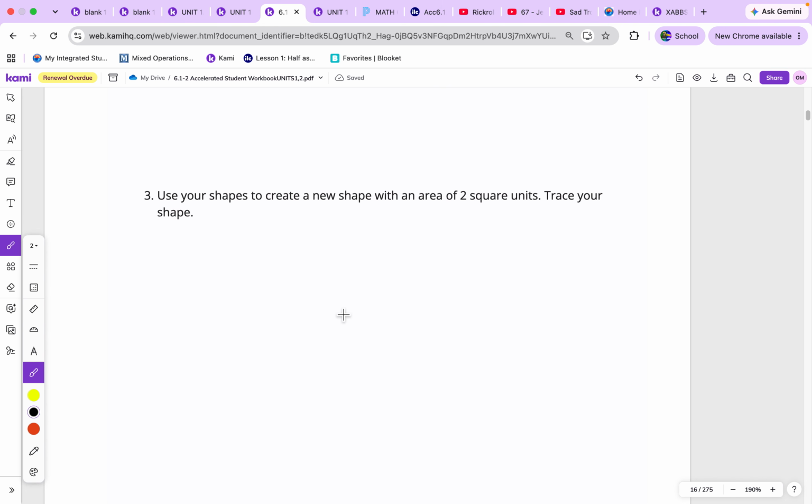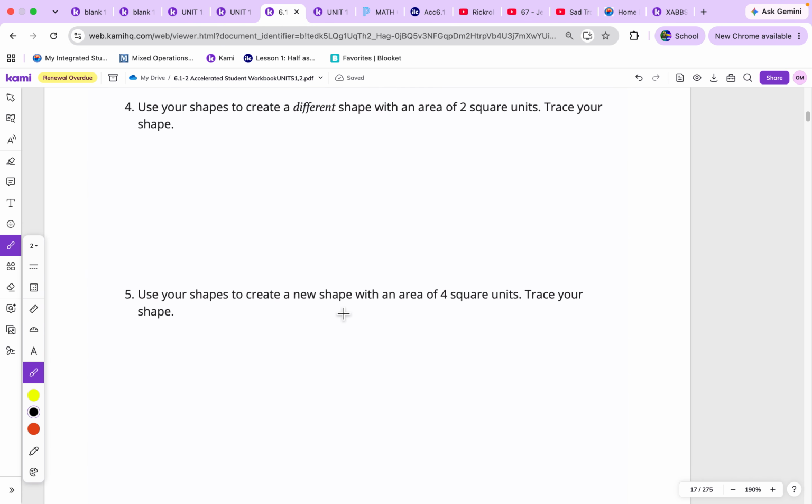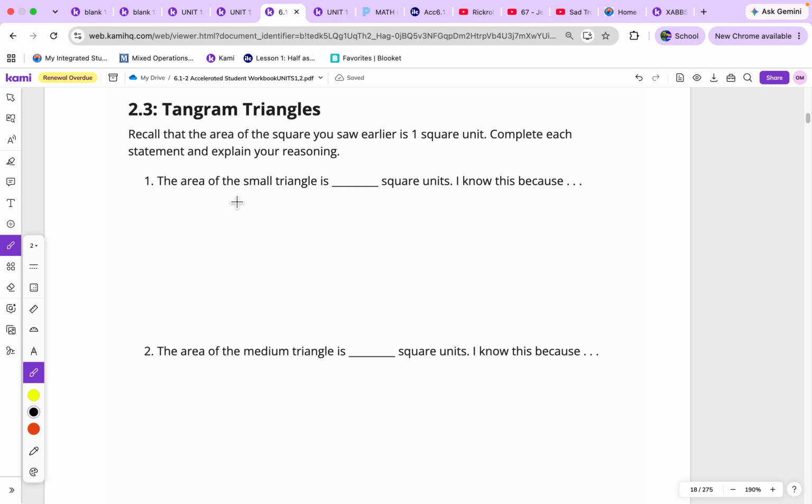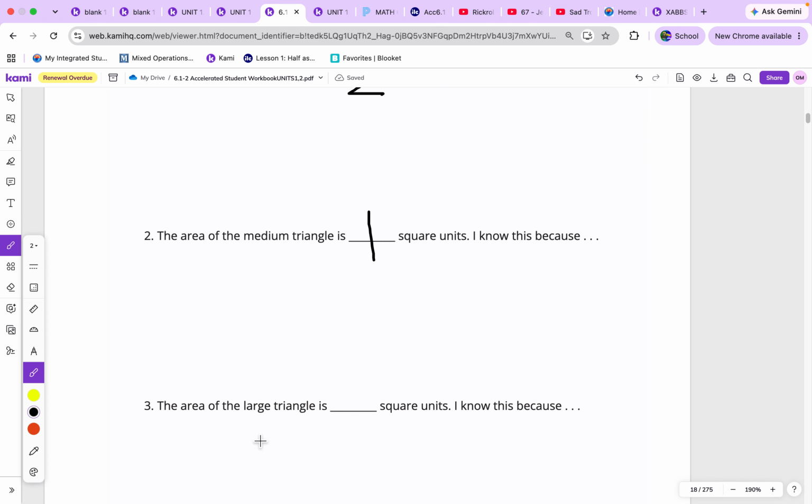Okay, so if you go to activity 3, it says the area of the small triangle. We figured out it was 1/2 a square unit. The area of the medium triangle, that was 1 square unit, just like the square. And the large triangle, we figured out was 2 square units.